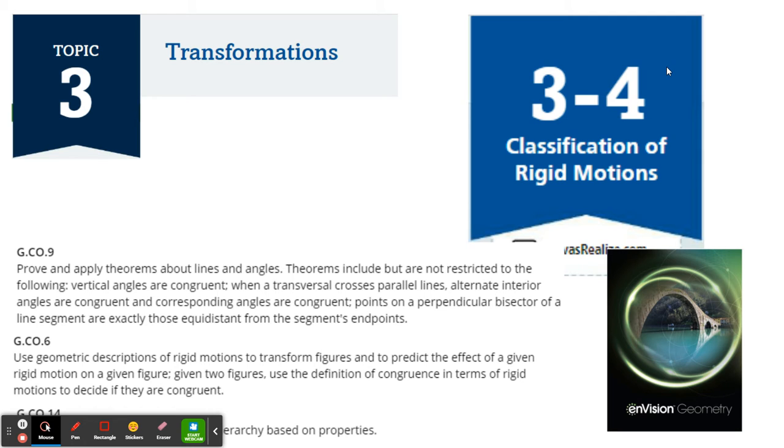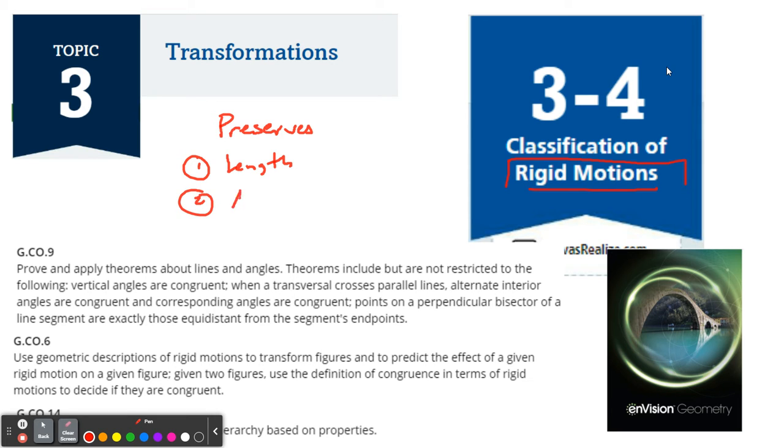Now let's recall that to be a rigid motion, you must do two things. Number one, you must preserve length, which is the size of the figure, the side lengths. And number two, angle measure. Angle measure is what controls the shape. If you preserve those two things, your pre-image and your image should be the same. We call them congruent, same size, same shape.